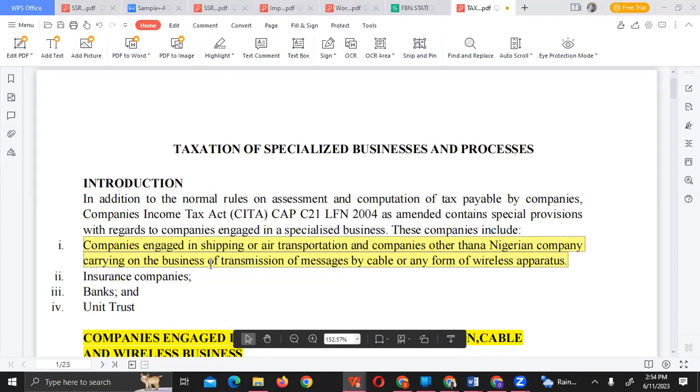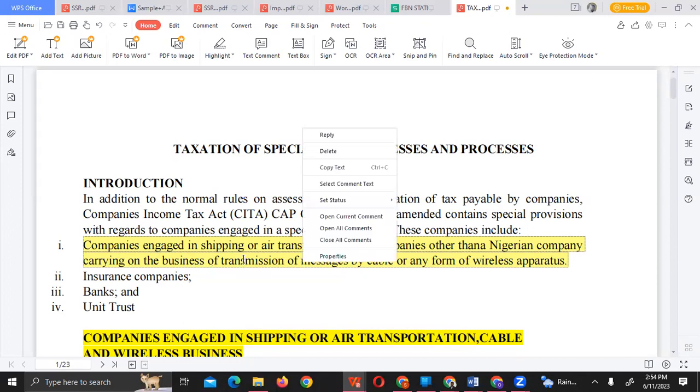The second one we have is telecommunication companies, which are companies that transmit messages by cable or any form of wireless apparatus. Simply put, we call them telecommunication companies. The third one we have is insurance companies. The fourth one is banks. The fifth one is unit trust scheme.